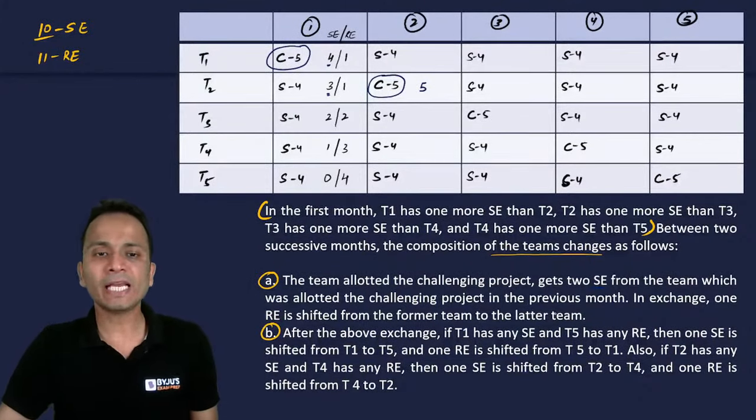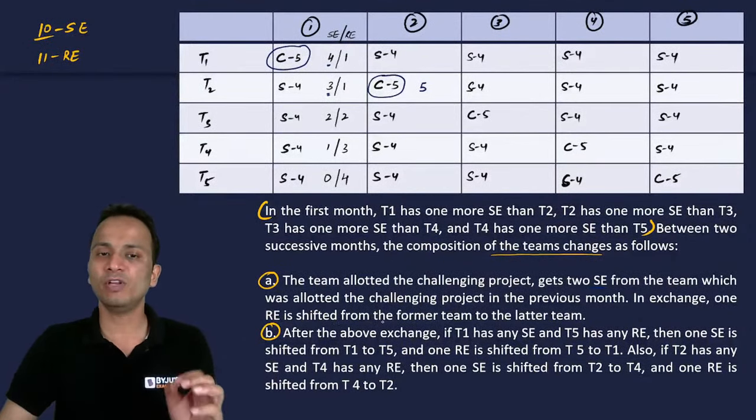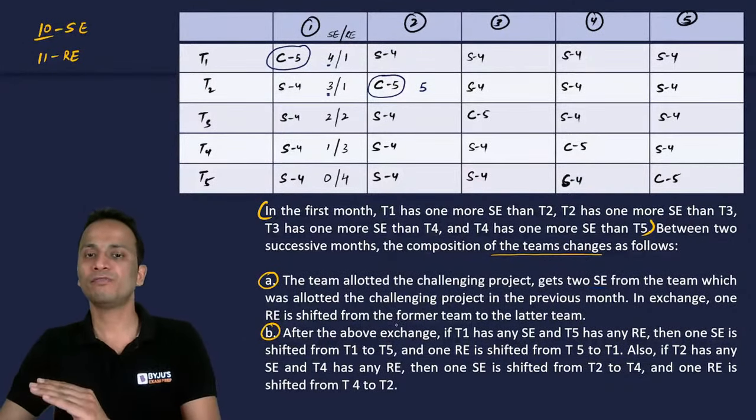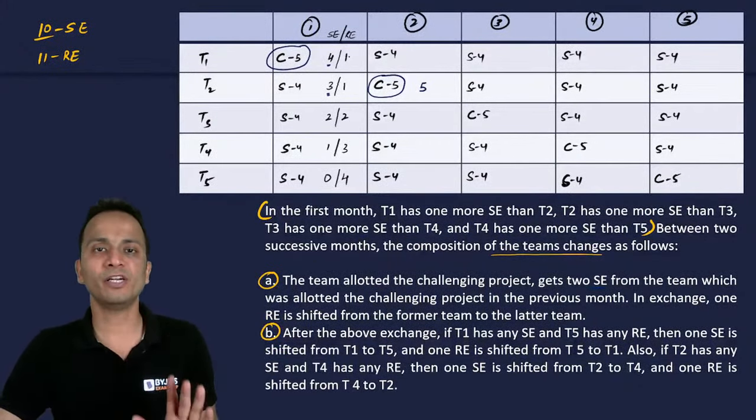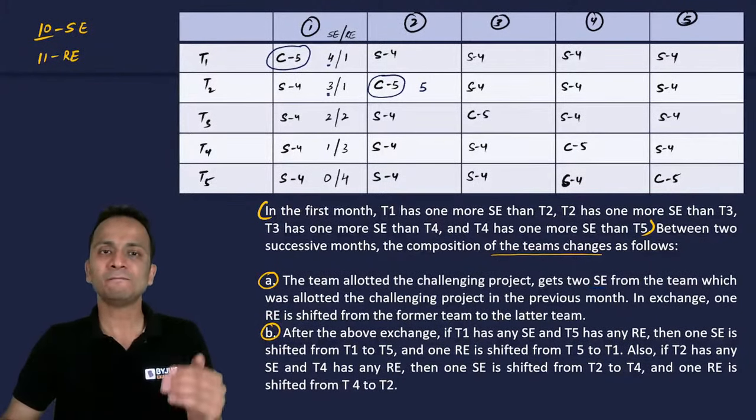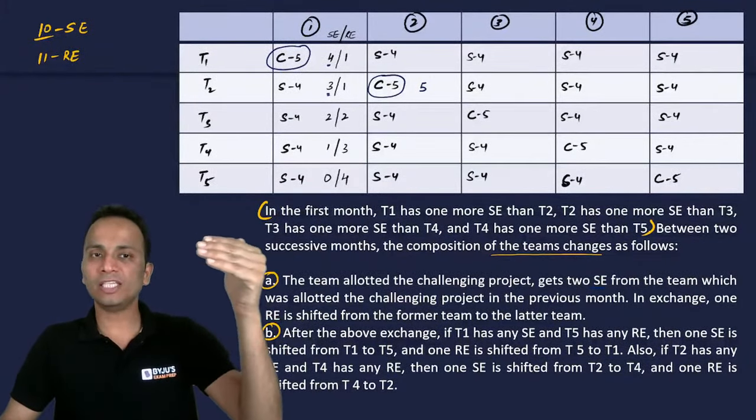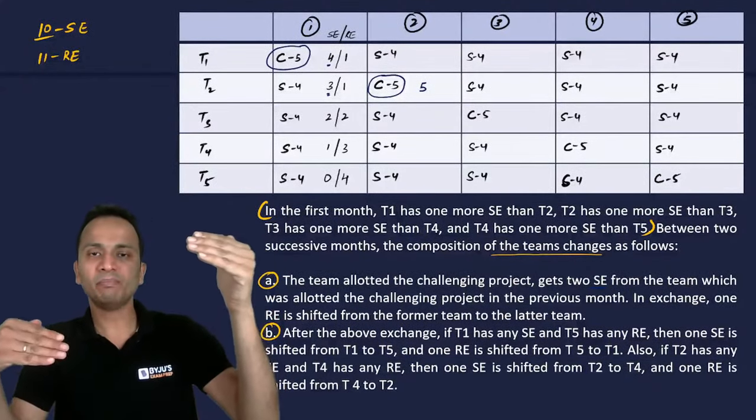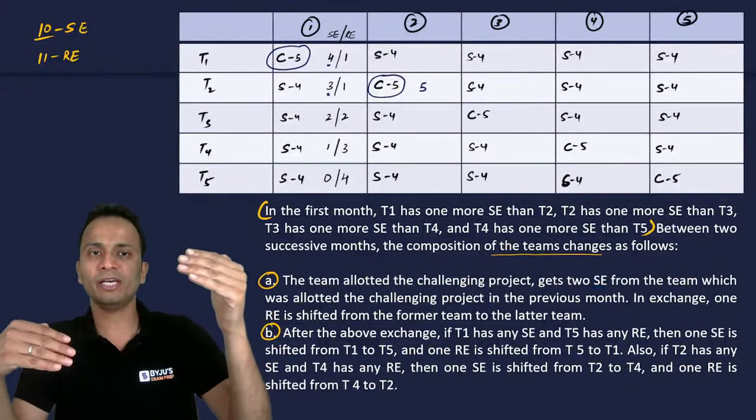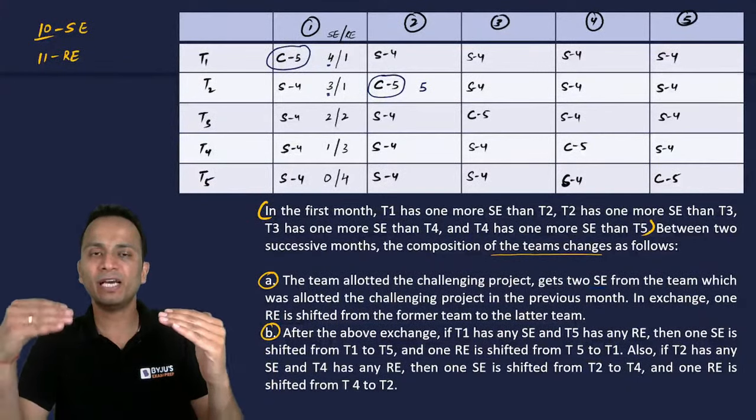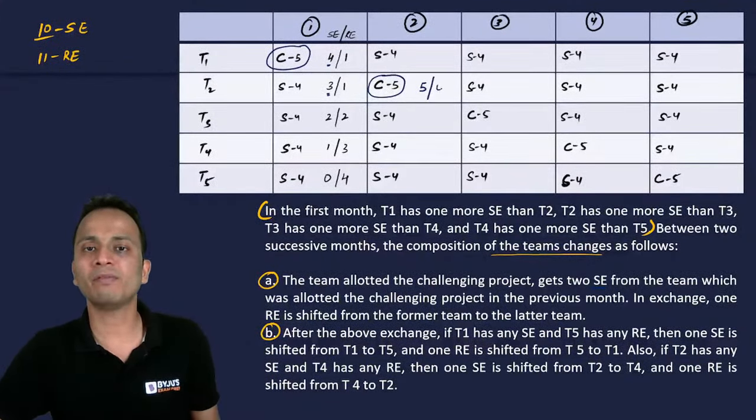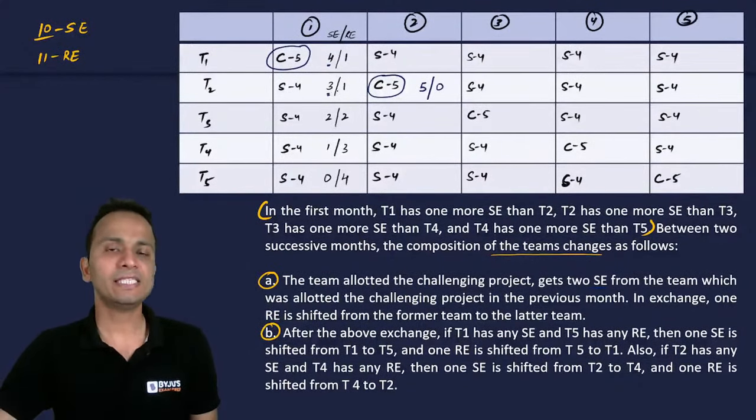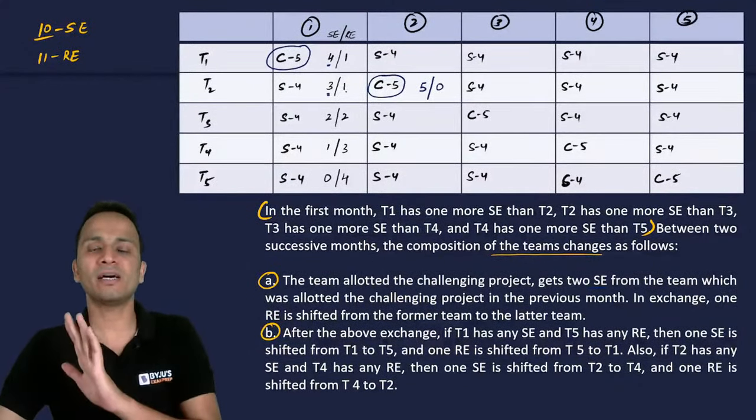Fine. In exchange, one RE will be shifted from the former team to the later team. So इस वाली टीम से in exchange one RE will be given to the other team. So basically ओल्ड चैलेंजिंग टीम से न्यू चैलेंजिंग टीम पे अगर एम्प्लॉयज हमें फाइंड आउट करने हैं, सो 2 SE विल बी गिवन एंड 1 RE विल बी टेकन बैक. सो द कॉम्पोजिशन विल बिकम 5-0. ओके, SE 2 ऐड हो गए और RE एक कम हो गया.